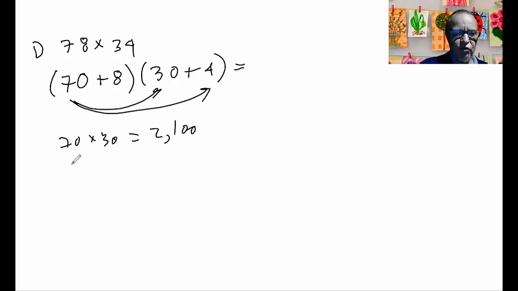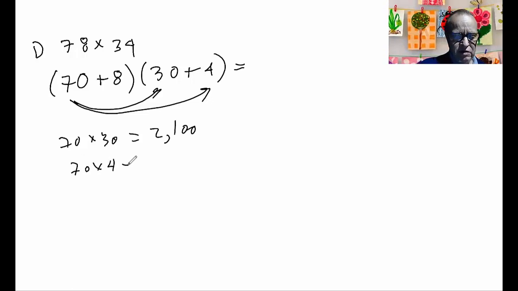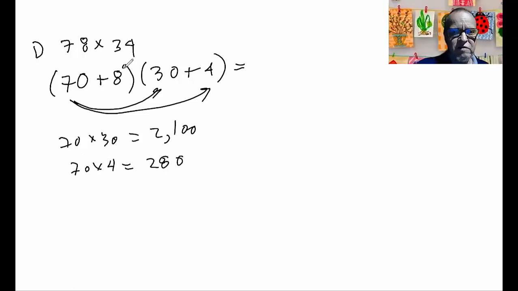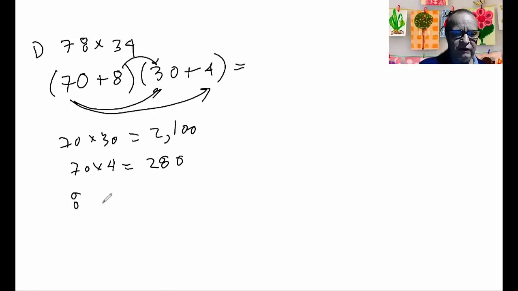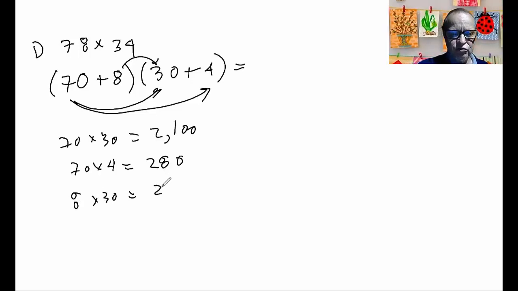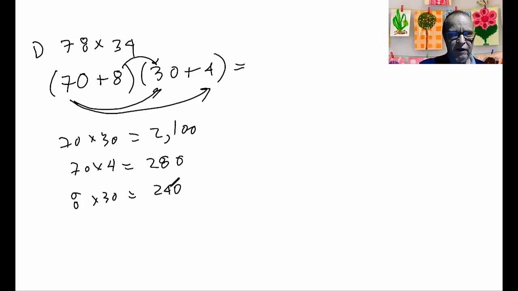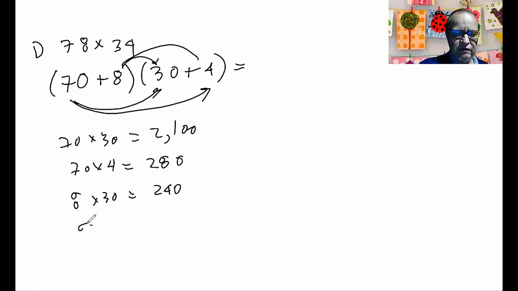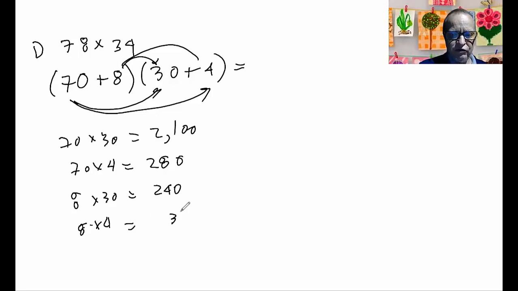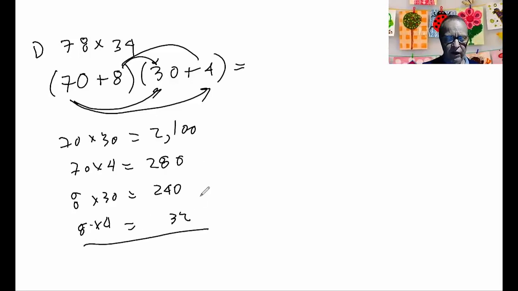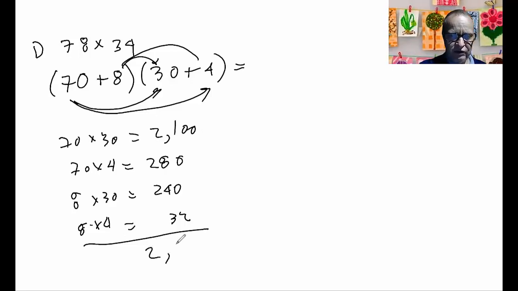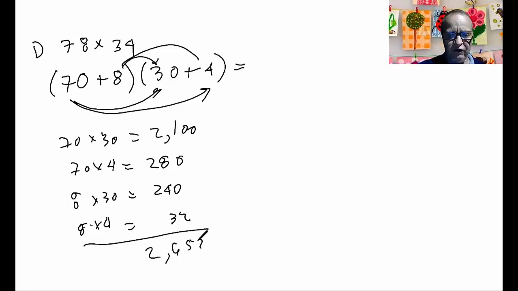70 times 4 is equal to 280. 8 times 30 is equal to 240. And then finally, 8 times 4 is equal to 32. And then we add all of these up, and we find that we get 2,652.